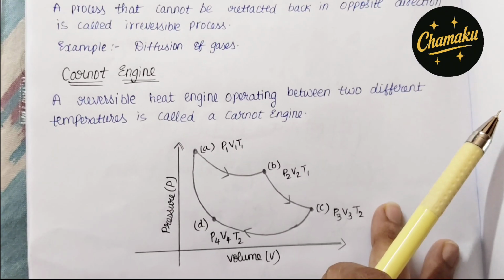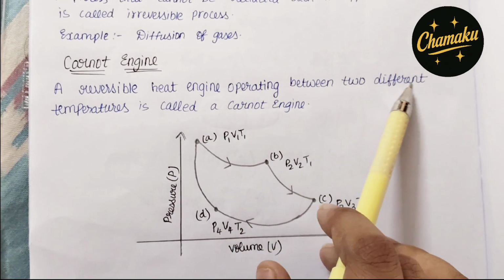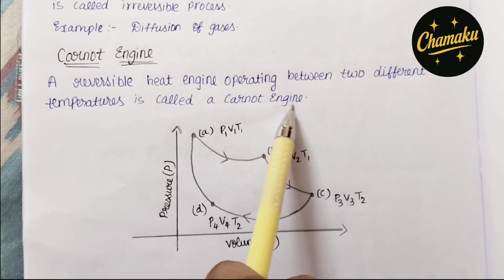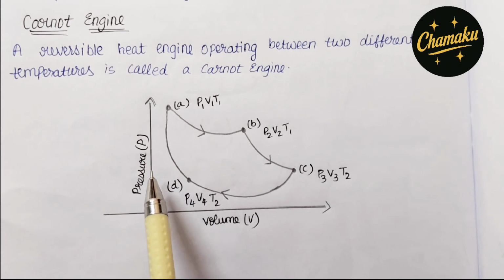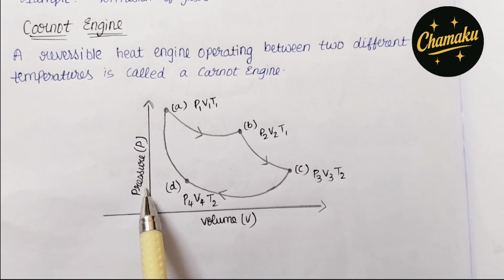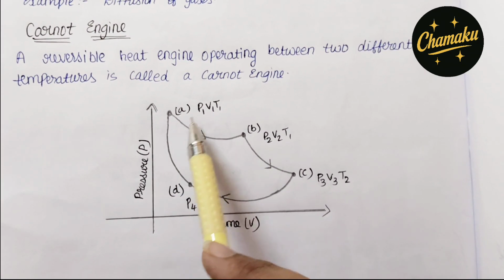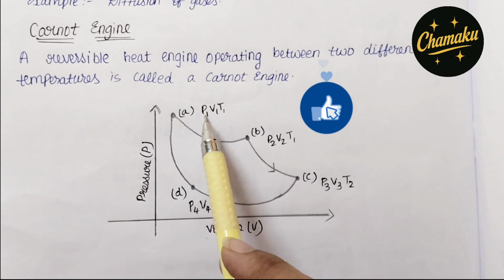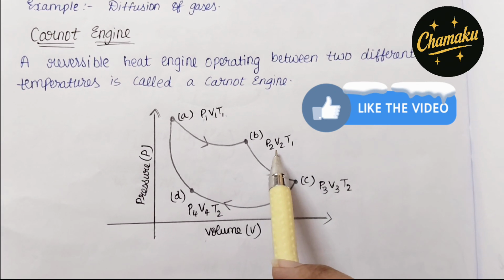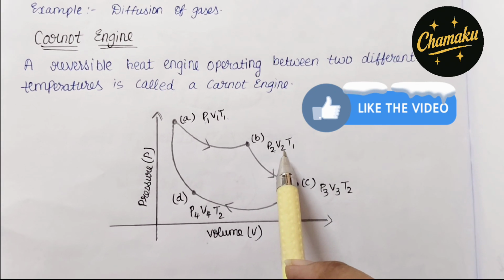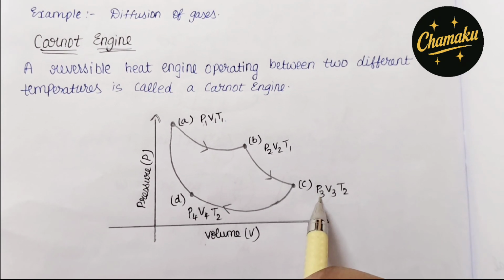Moving on to the Carnot engine. A reversible heat engine operating between two different temperatures is called a Carnot engine. This is the diagram of the Carnot engine. The y-axis is pressure and the x-axis is volume. At point A, pressure P1, volume V1 and temperature T1, and at point B, pressure P2, volume V2 and temperature T1. At point C, P3, V3 and T2.